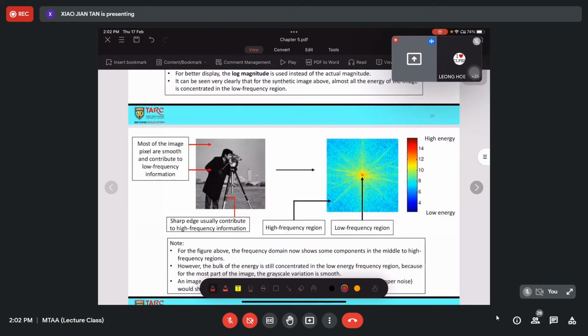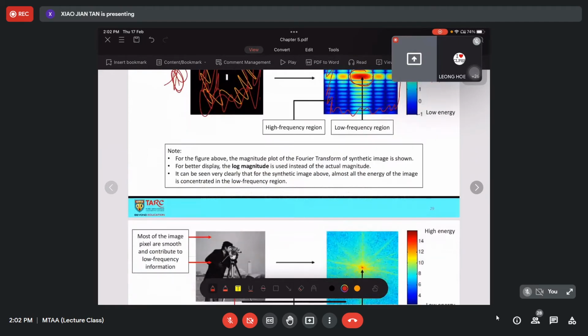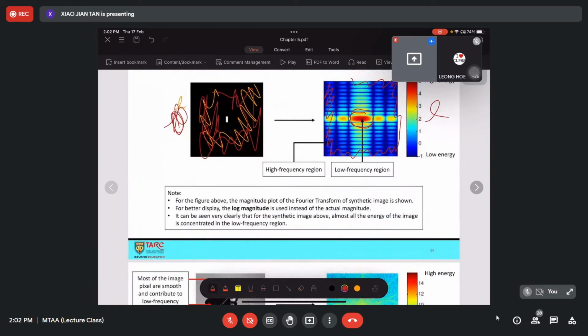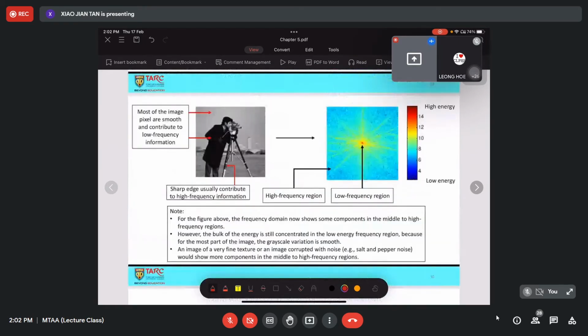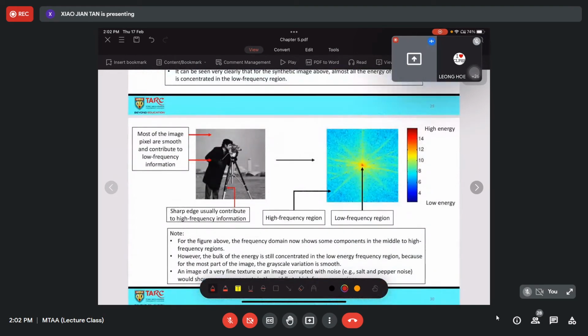So any questions so far regarding the frequency domain and the spatial domain? No. Okay. So later on we will have another one.